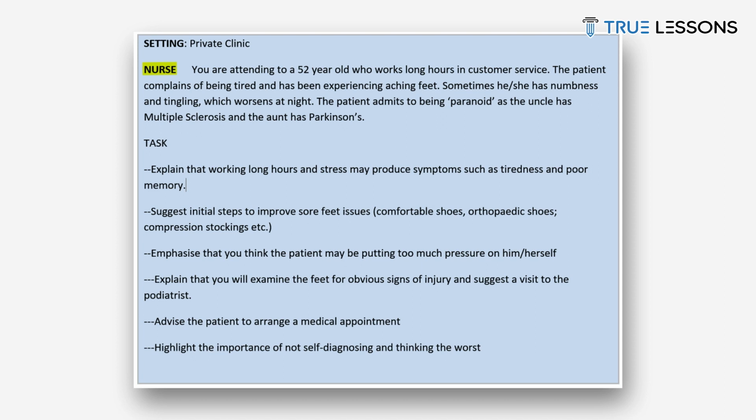Remember, you will not know what is on the role play card of the examiner. So highlight all the issues that you will be talking about and prepare a few sentences that you anticipate the examiner will ask you. Here, this is a 52-year-old patient, but do mark that she is paranoid. So what does paranoia mean? That she will be very overexcited.